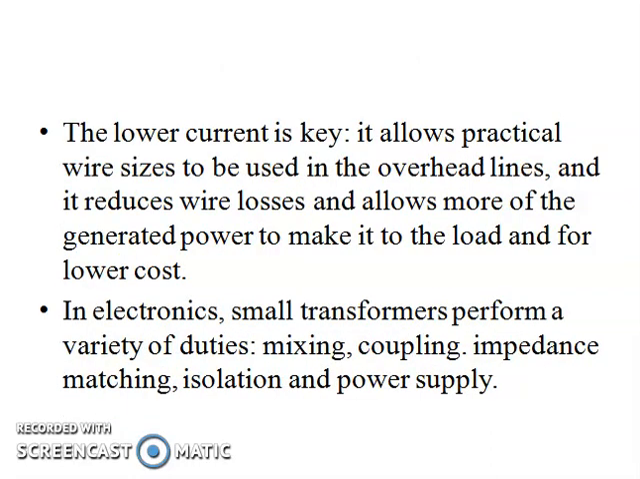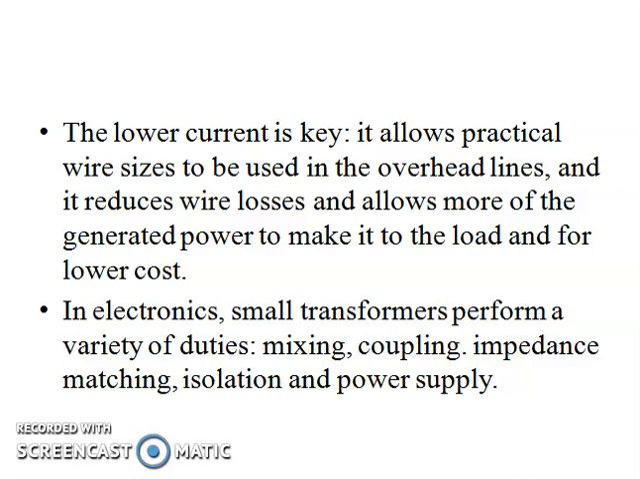Why low current? Usually for the practical wire size we use in an overhead line, high voltage reduces the wire loss, and it reduces the cost also. Transformers are also used in electronics, where small transformers are used for mixing, coupling and impedance matching purposes. There also we find the necessity of the transformer.